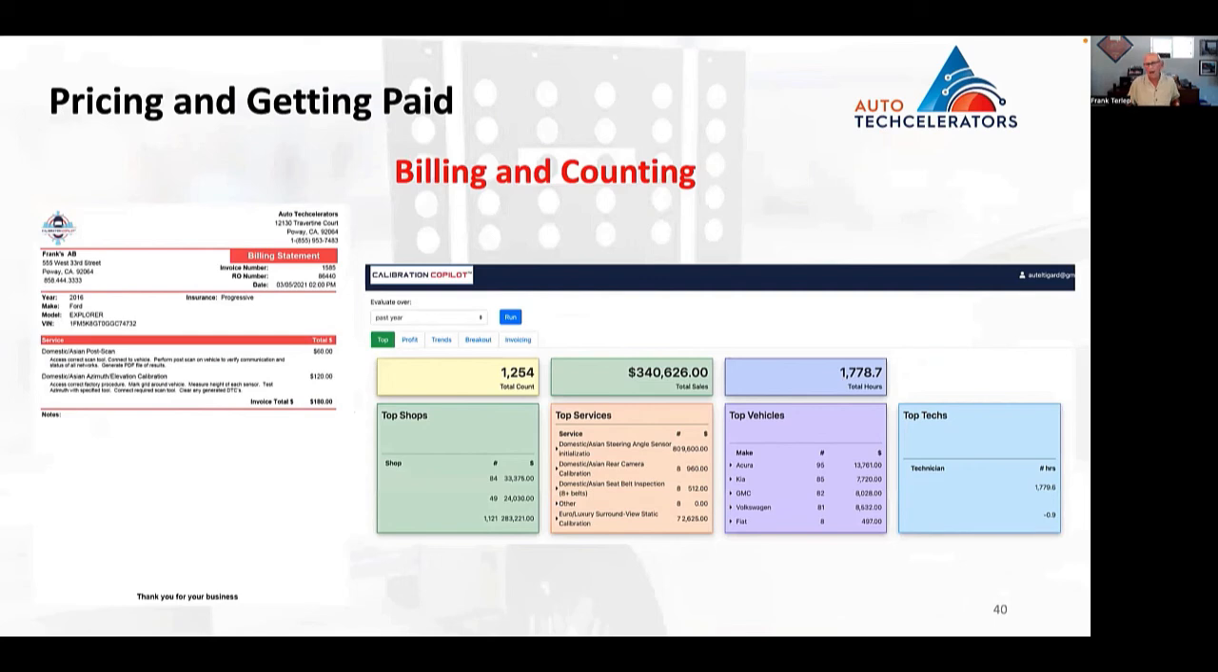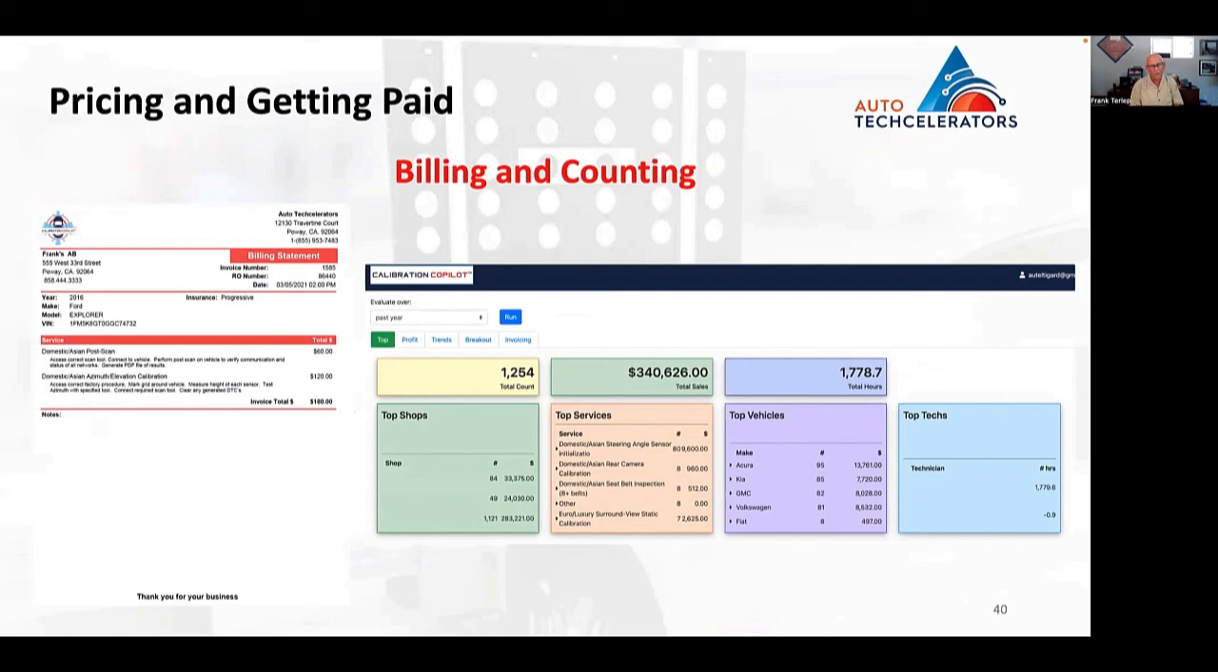Okay, billing and accounting is also important, right? So when you're done with the service, you want accurate, detailed billing, not one-line stuff that says calibration $500. Because to me, you're not telling me anything you did with regard to the proper performance of what you've done, okay? So again, on the left is an example of a detailed invoice.